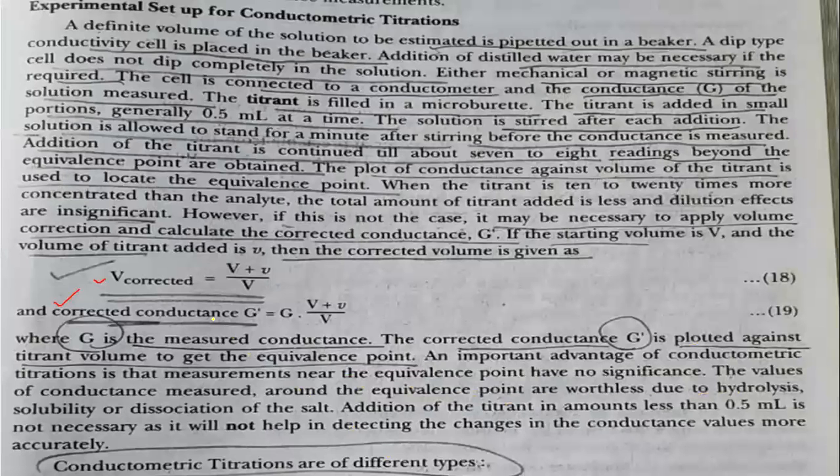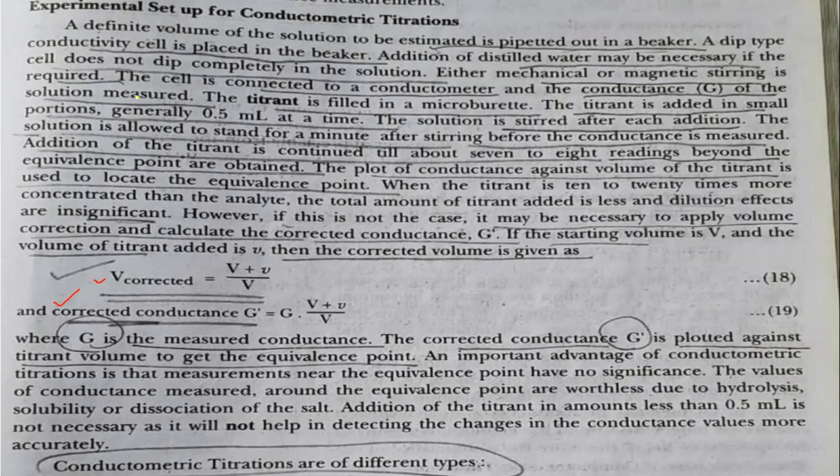What is the experimental setup for the conductometric titration? We take a burette, a pipette, and a flask or beaker. To the analyte we add titrant, and with each addition of titrant we measure the conductance of the solution. Whatever changes occur in the conductance, we record with each addition of the titrant.